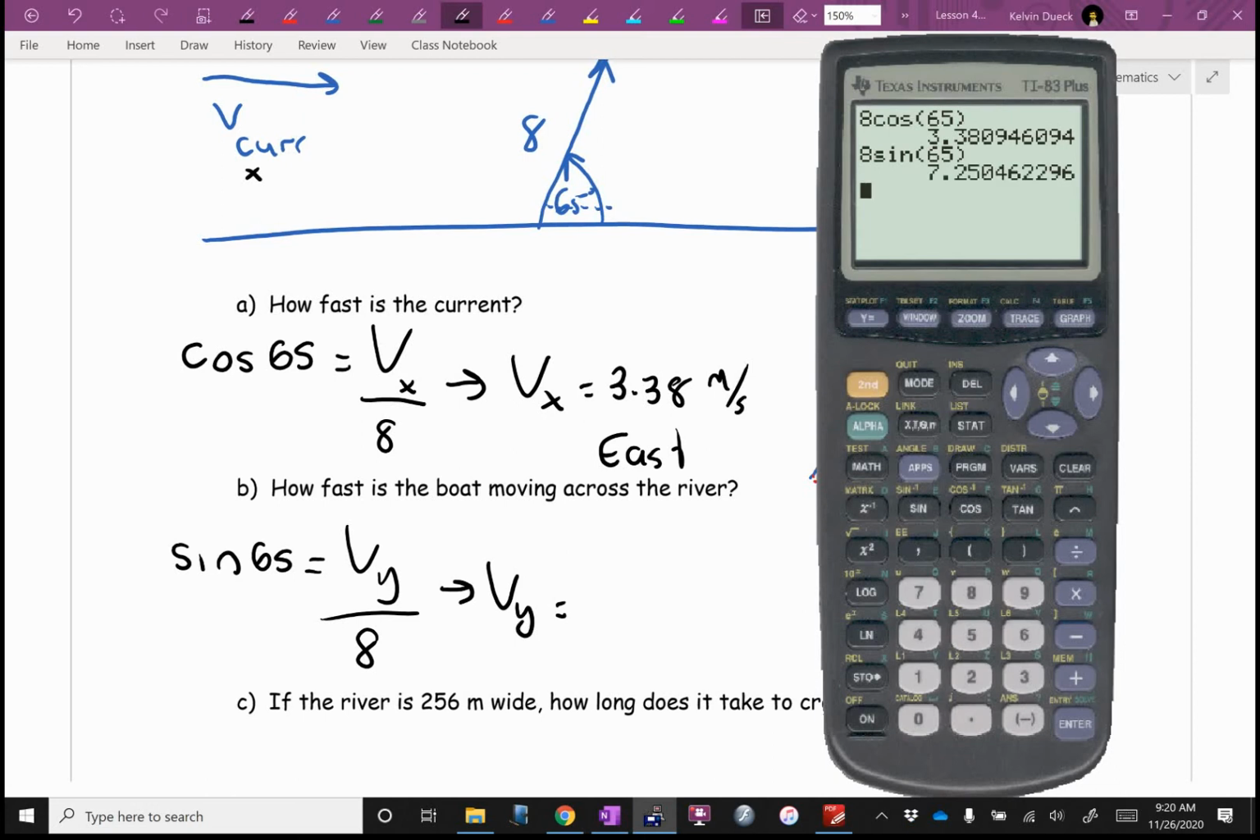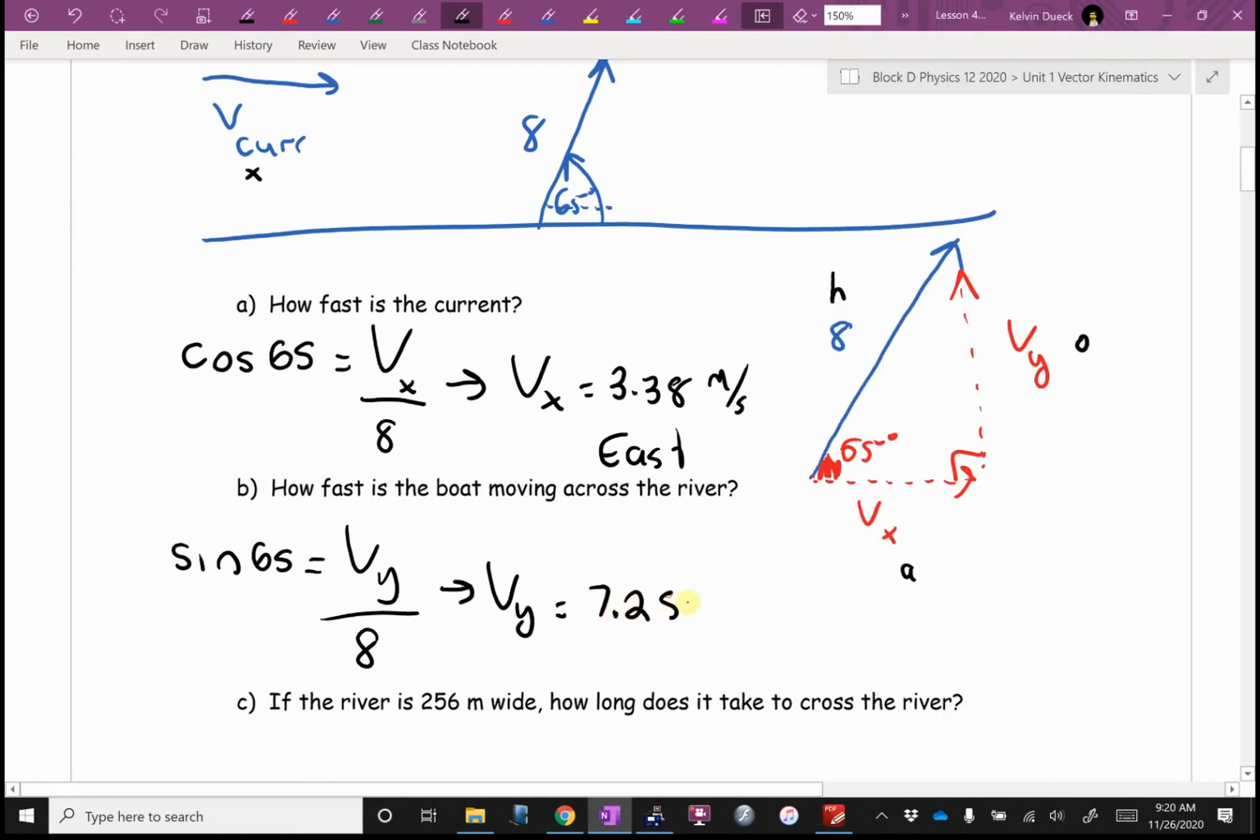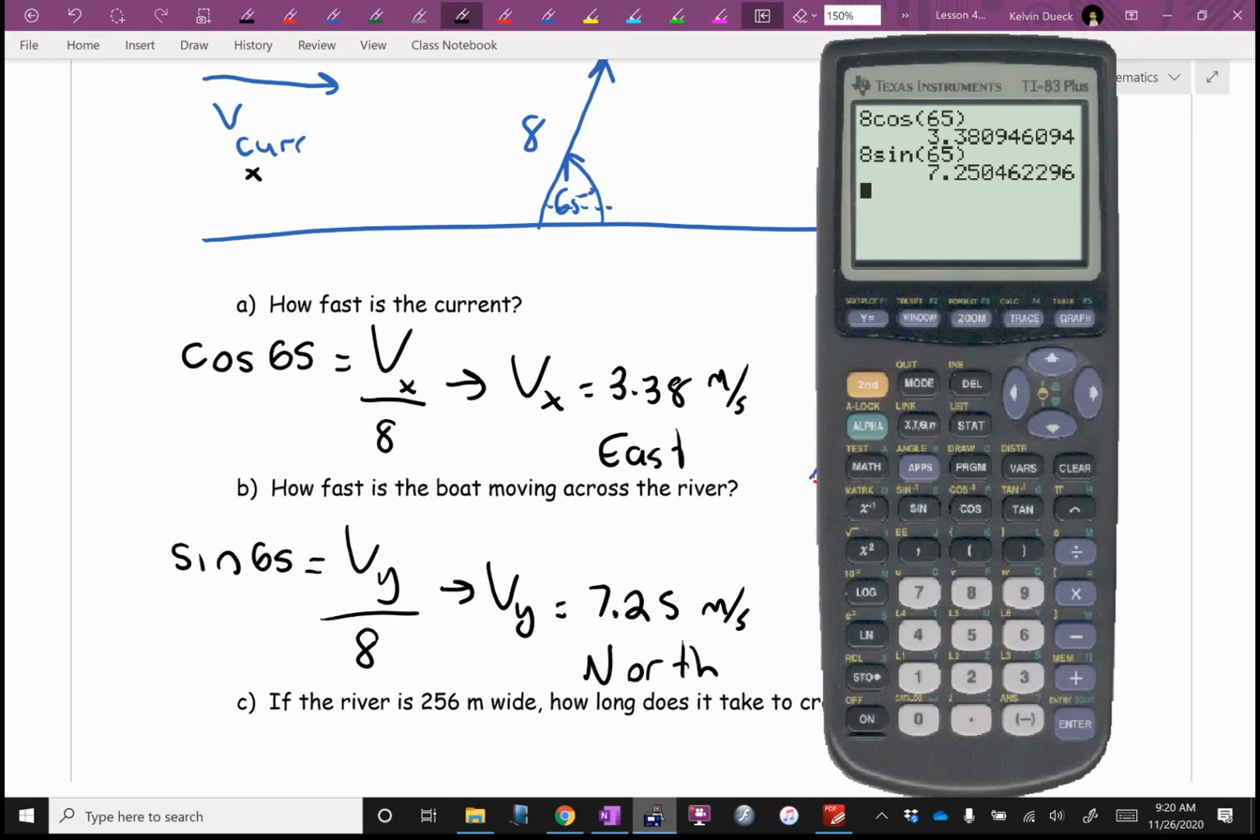Sine. And I get 7.25. Oh, nice 0 there too. 7.25. Good place to round off. Meters per second, and if they had asked for a direction, I would say north. If you wanted to double check that you hadn't made a mistake, you could go 3.38 squared plus 7.25 squared equals, and when you square root, that should be really close to 8. It might not be exactly because we rounded off, but it does give me my hypotenuse. I could do Pythagoras to see if I get what I started with.